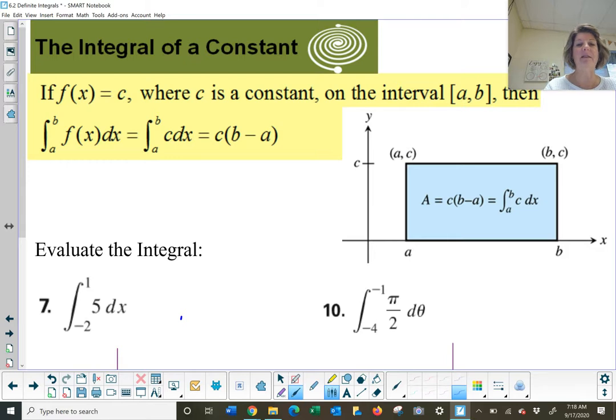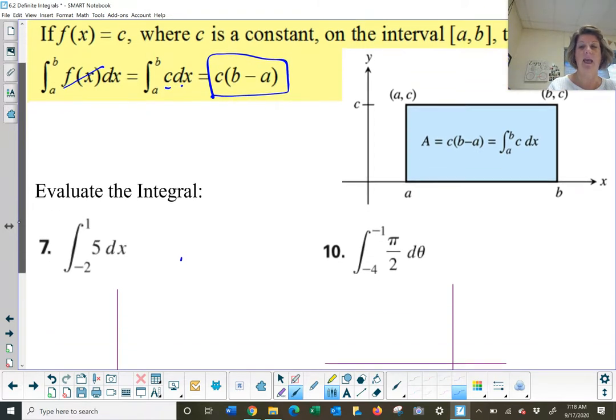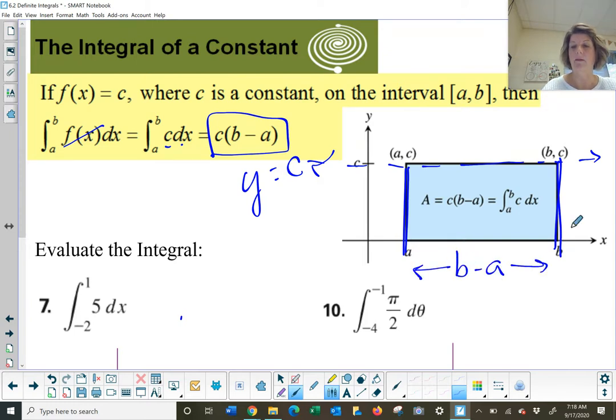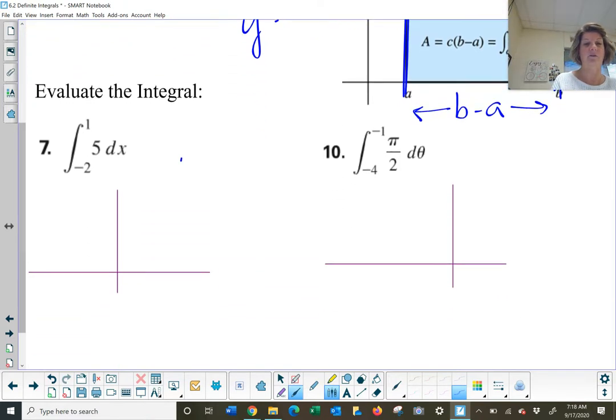If f of x equals c, where c is a constant on the interval a to b, then the integral from a to b of f of x is equal to c times dx. And that can be calculated just by going c times b minus a. And you can see over here, we've got this constant function at y equals c, and if I'm capturing the area from a to b, then this distance is b minus a, and the height is c. So it's just a rectangle under the curve.